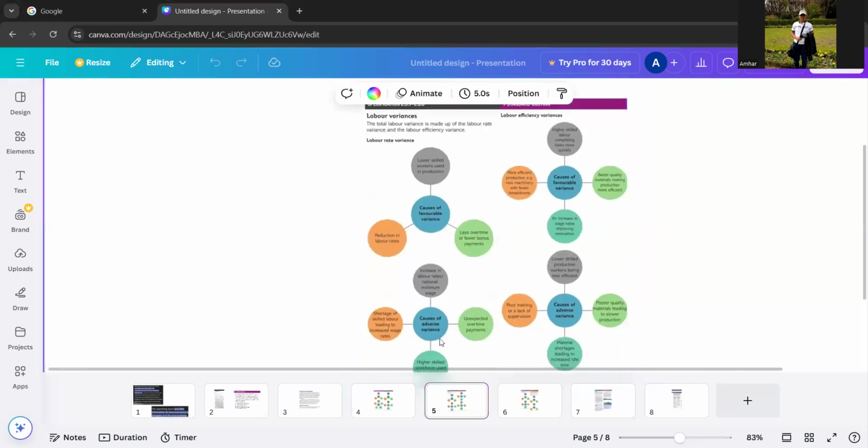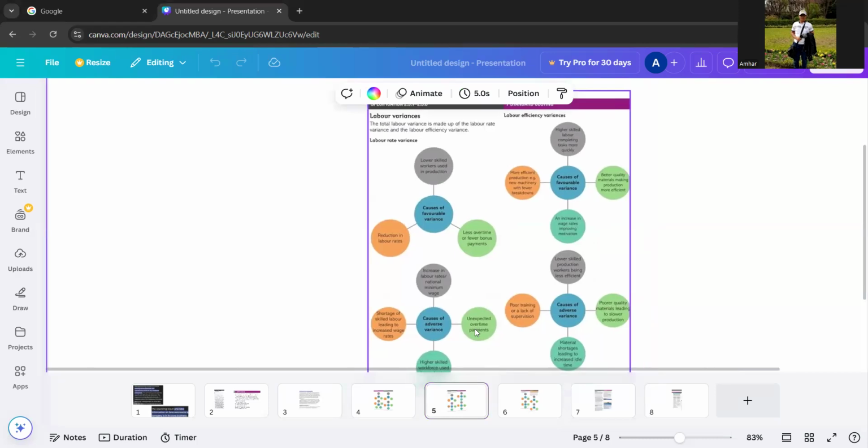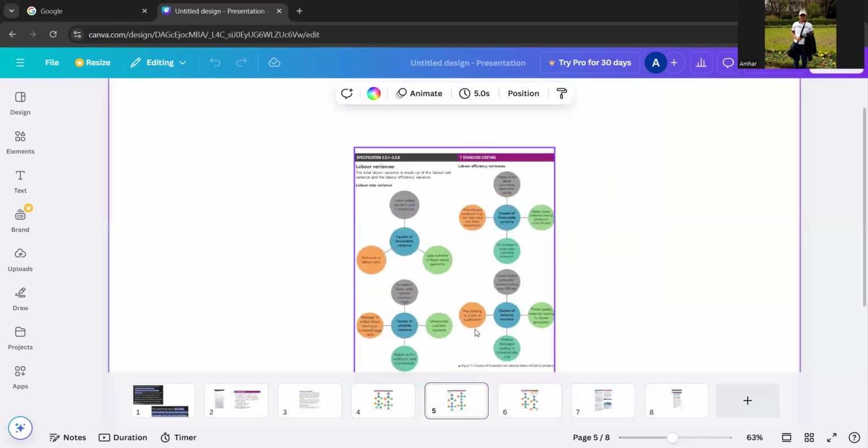Now, the next one is unexpected overtime payments. Sometimes if the workers work overtime, they have to be paid more, right? So if that occurs unexpectedly, then also adverse variance. Fourth one is higher skilled workforce used in production. If they use very highly skilled laborers, then also it will cause adverse variance.